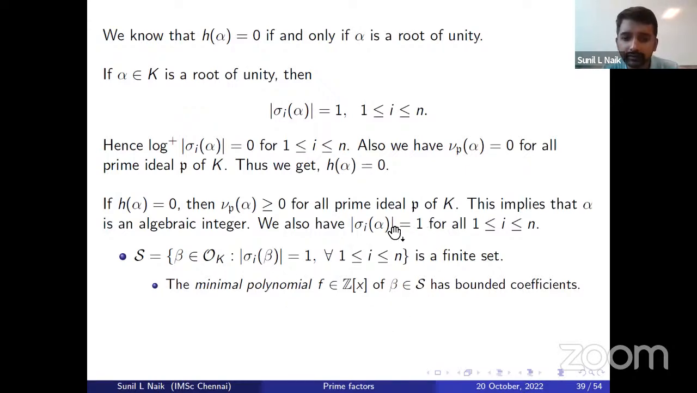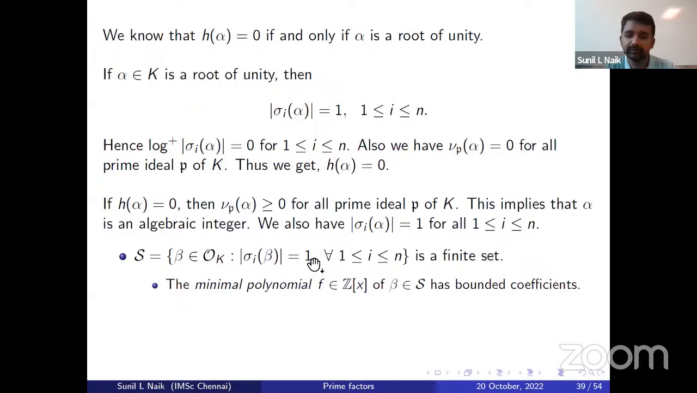So I think |σ(α)| is less than or equal to 1 because of log plus. So here also |σ(β)| is less than or equal to 1. So we consider the minimum polynomial of β. The minimum polynomial is the smallest degree irreducible polynomial with integer coefficients such that f(β) is equal to 0. The coefficients can be expressed in terms of the |σ(β)|.